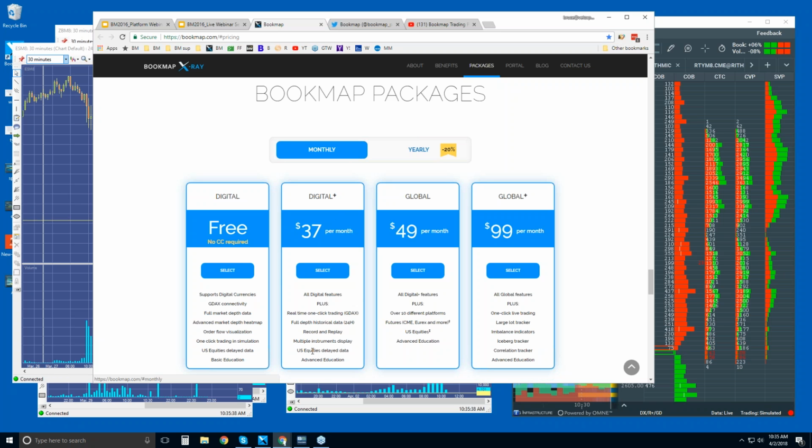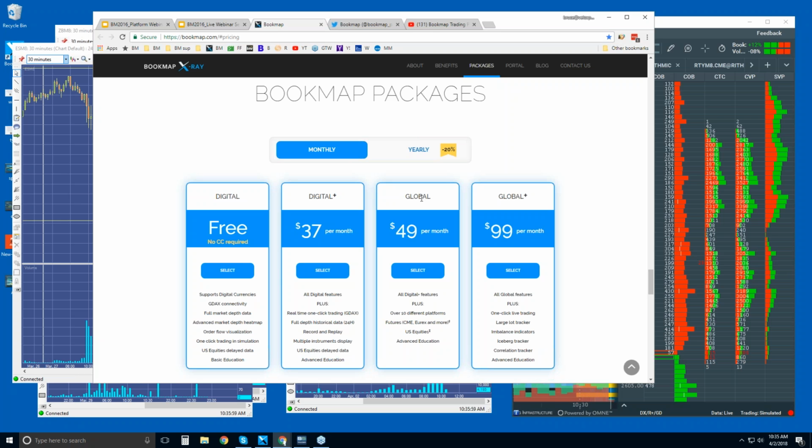currencies. It's through the GDAX exchange. You can record and replay, and you can also trade from the Bookmap chart into your GDAX account if you have one. And then you also get the advanced education that I was talking about earlier, that 4-part course, and access to the advanced order flow webinars. You also get full support.